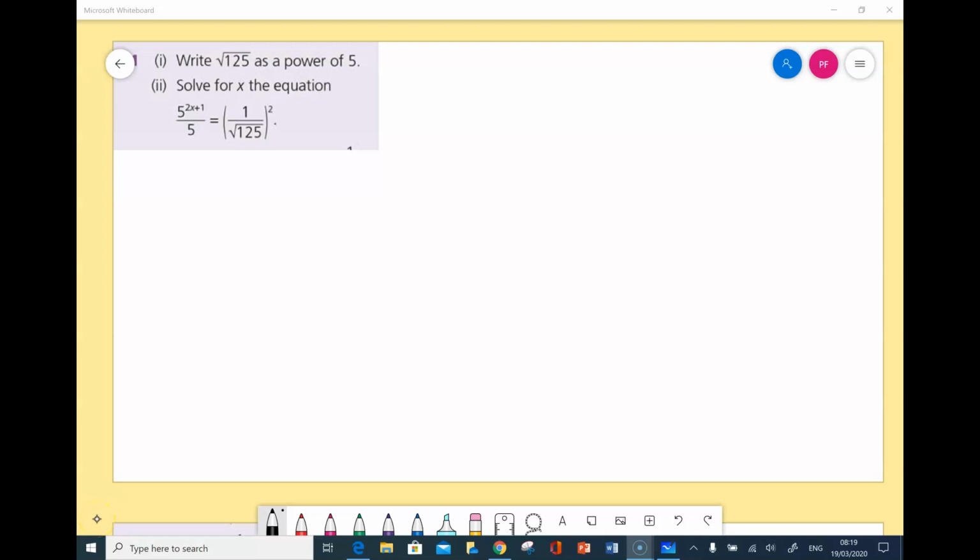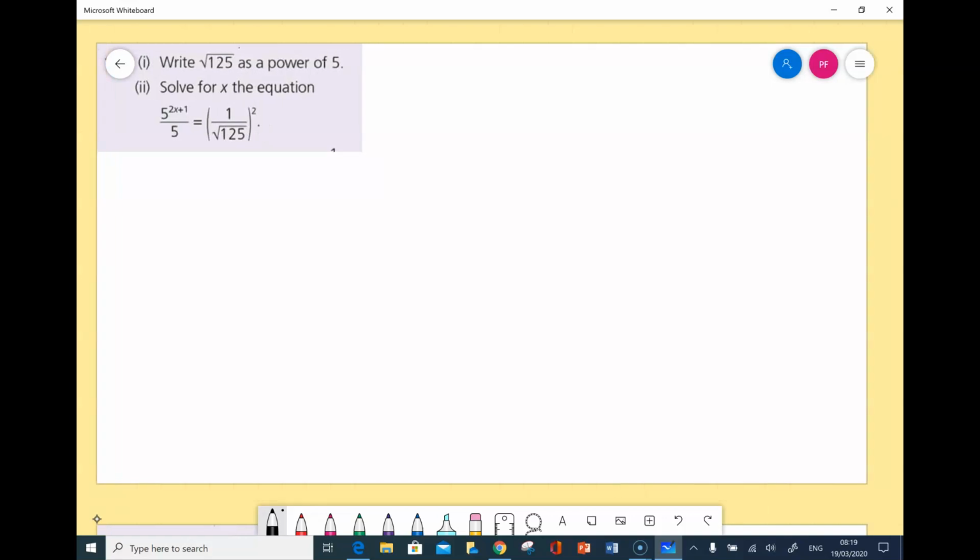Okay, question 11. Indices 2.3. Write the square root of 125 as a power of 5. So the square root of 125, but let's convert 125 first. 5 squared is 25, 5 cubed is 125, so that's 5 cubed.